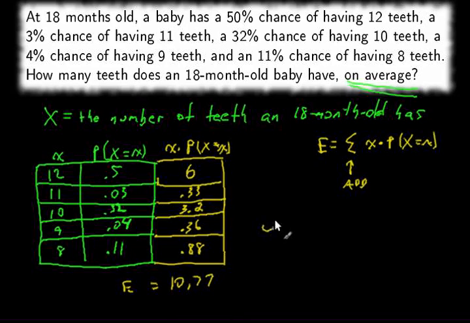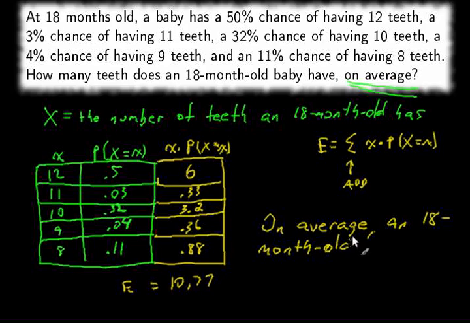So on average, remember, on average, an 18-month-old will have 10.77 teeth. That's not to say any one person will have 10.77 teeth, but on average, the number of teeth in an 18-month-old will be 10.77.